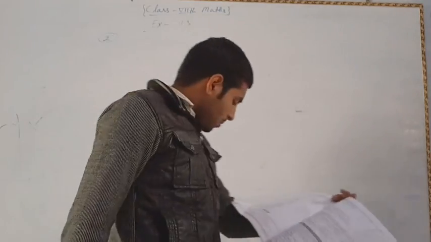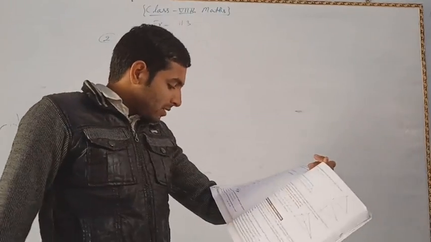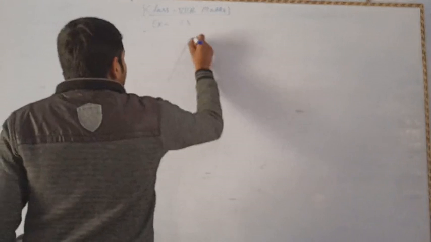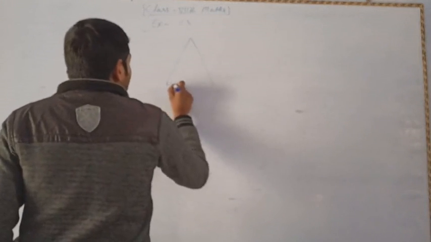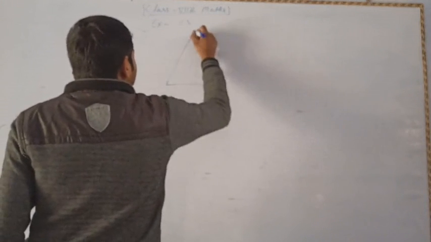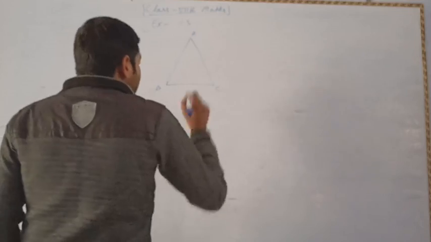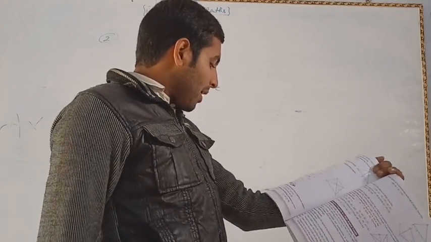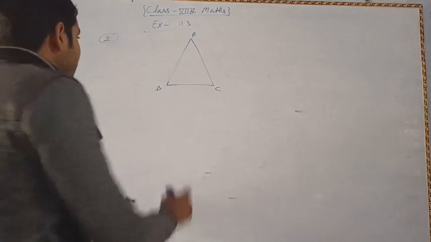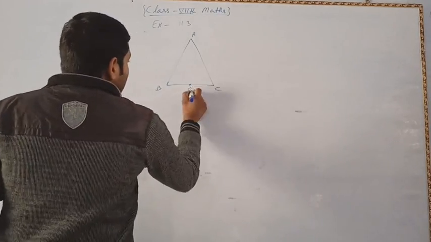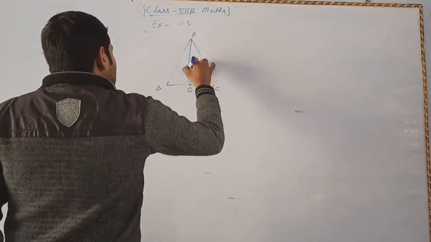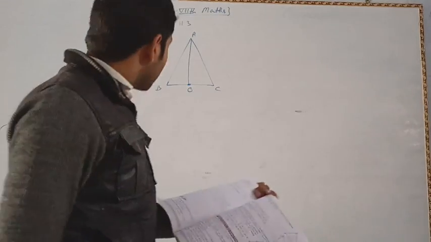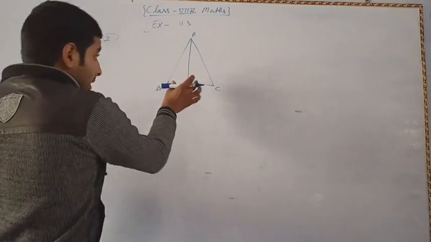In problem number 2, suppose you have a triangle named ABC. Mark a point O in the interior of triangle ABC. Suppose here is a point O.